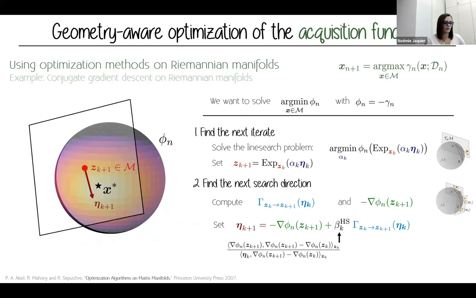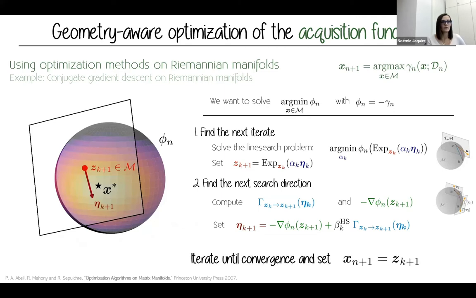And then you iteratively do this process again and again until you converge. Basically your next query point is equal to the result of your optimization on the manifold.